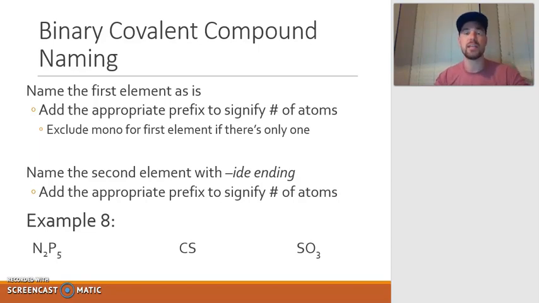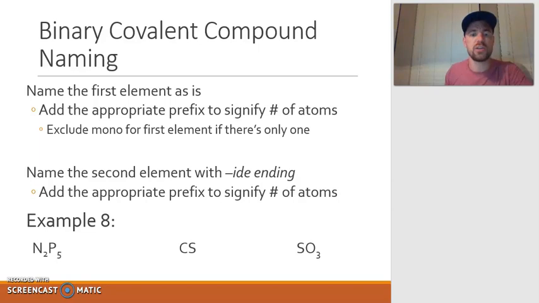Then move on to naming the second element, but change the ending to IDE, just like we did before with ionic. The only difference is we need to add a prefix for the second element as well to indicate the quantity. This time, if there's one, we'll add mono. So let's take a look at some examples just so you can see how this plays out.